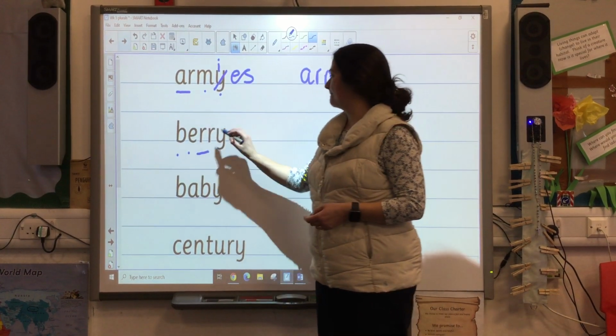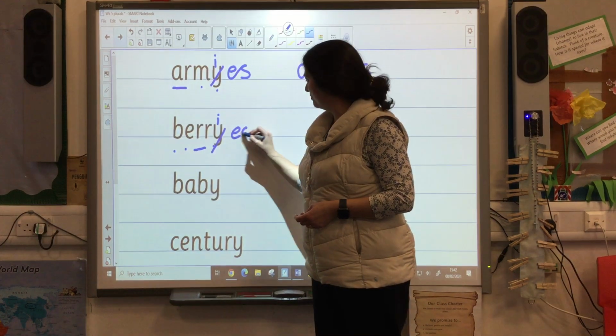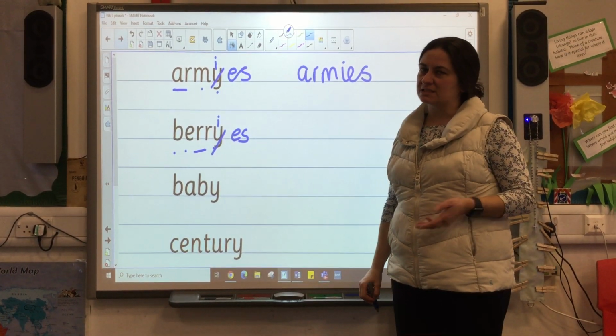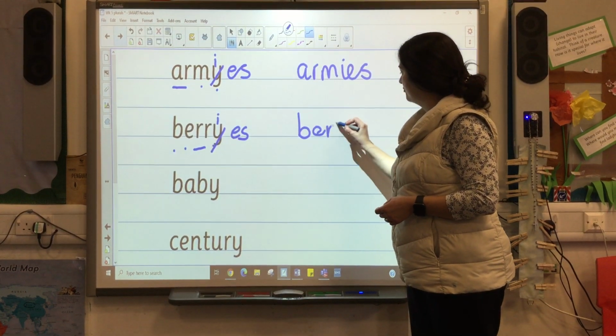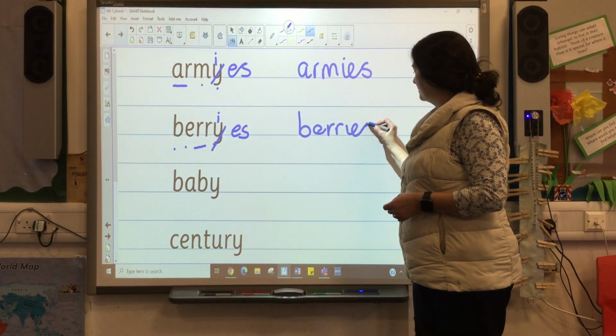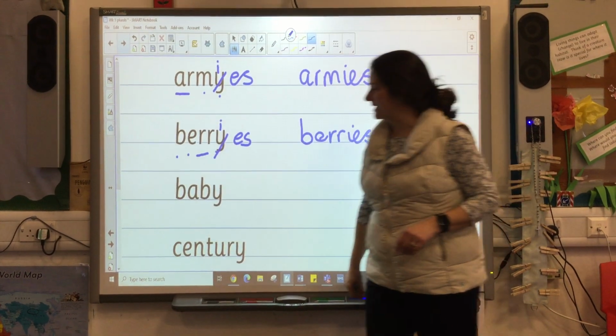Let's segment and blend our next root word. Berry. Change the Y to an I and add ES. That's not easy to read though, is it? So let's write the word again. B-E-R-E-S. Berries.